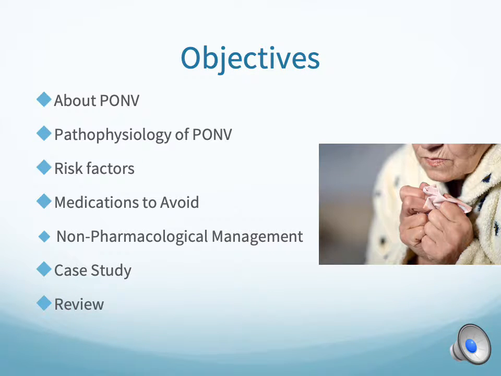Our objectives for this presentation are as follows. First, we're going to talk about post-operative nausea and vomiting, also known as PONV. We're going to talk about the pathophysiology of PONV, certain risk factors that are associated with increased risk of PONV, medications that are important to avoid in the geriatric population, and some strategies for non-pharmacological management. We are going to go over a case study of a geriatric patient, and finally we're going to have a couple of review questions to see what information you learned during this presentation.